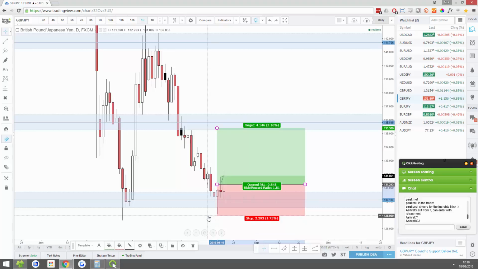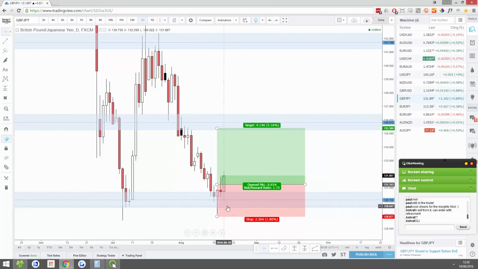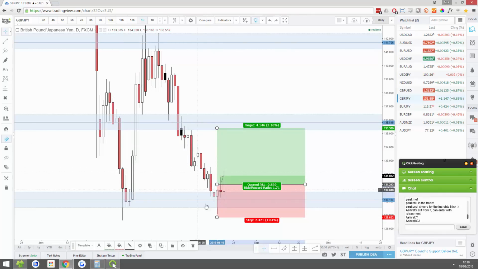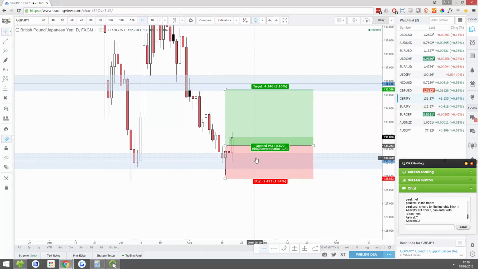So I've given this a bit of a late entry and a bit of a large stop loss just in order to illustrate this point. But you could have got in earlier on this one. Let's say you entered this trade like this, a bit of a late entry, but it would have still been good, because with this late entry, you still get a risk to reward ratio of 1.7. It's above 1.5. It's still decent. It's an achievable risk to reward ratio.